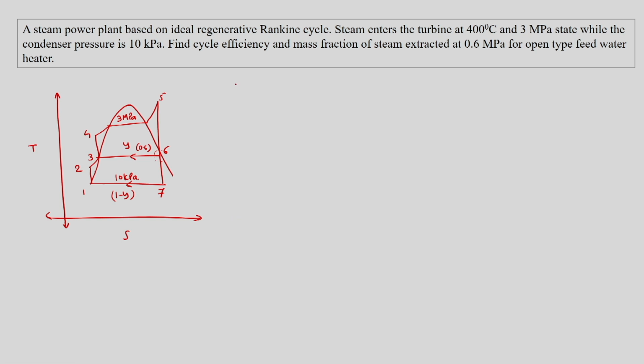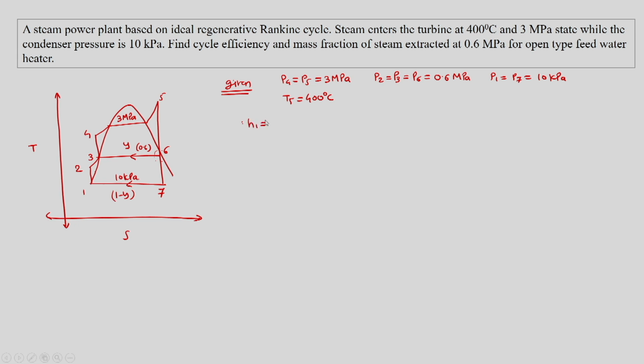Knowing this, we can say what is given in this example: P4 is equal to P5 is equal to 3 megapascal, P2 is equal to P3 is equal to P6 is equal to 0.6 megapascal, and P1 is equal to P7 is equal to 10 kPa. Further, T5 is given as 400 degrees Celsius.